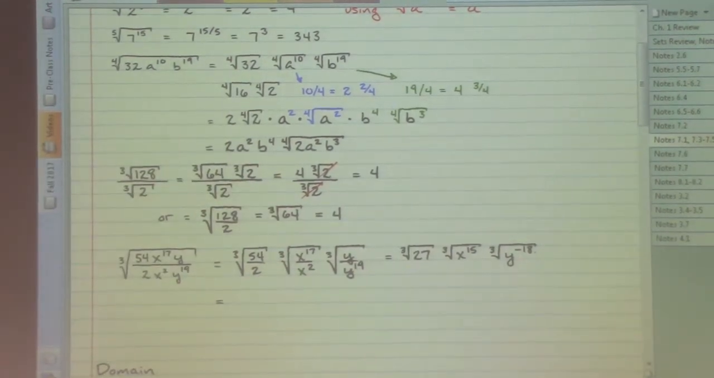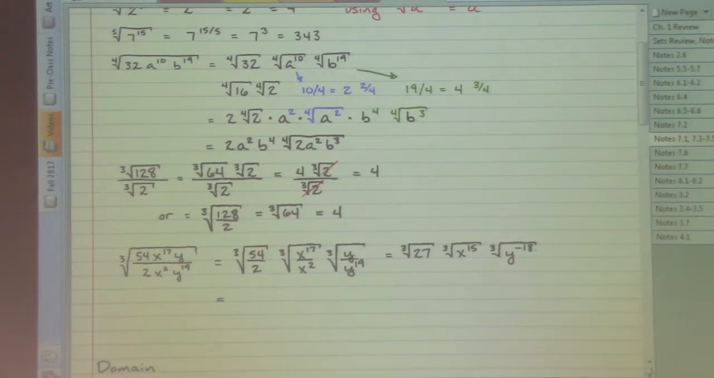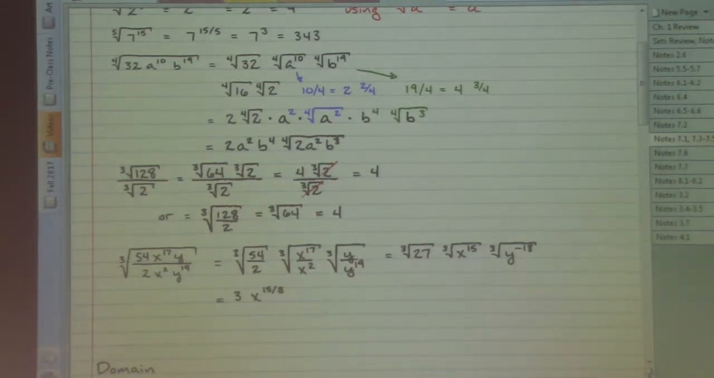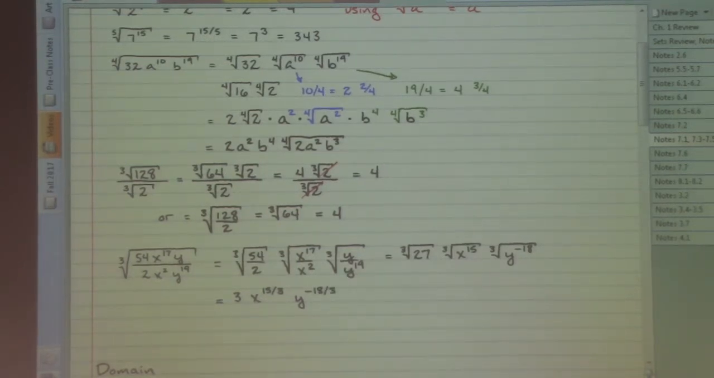We can use our fraction powers for the x and the y parts of this. The cube root of 27 by itself would be a 3. Our x stuff can be rewritten as a power of 15 divided by 3. Our y stuff can be rewritten as a power of negative 18 divided by 3, which will more directly get us to our answer, which would have the 3 followed by x to the power of 5 and y to the power of negative 6.